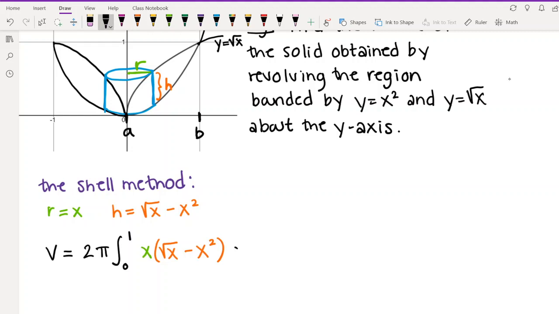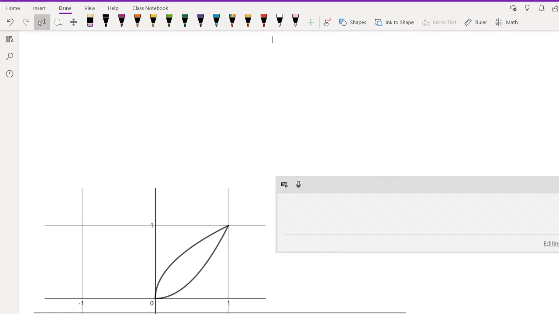And I'm not going to go through and actually evaluate this, but this would be a pretty simple one to evaluate, because you would just rewrite square root of x as x to the 1/2, distribute, and then you would have stuff that is fairly straightforward to find the antiderivative of. So now let's say that you wanted to use the disc or washer method.